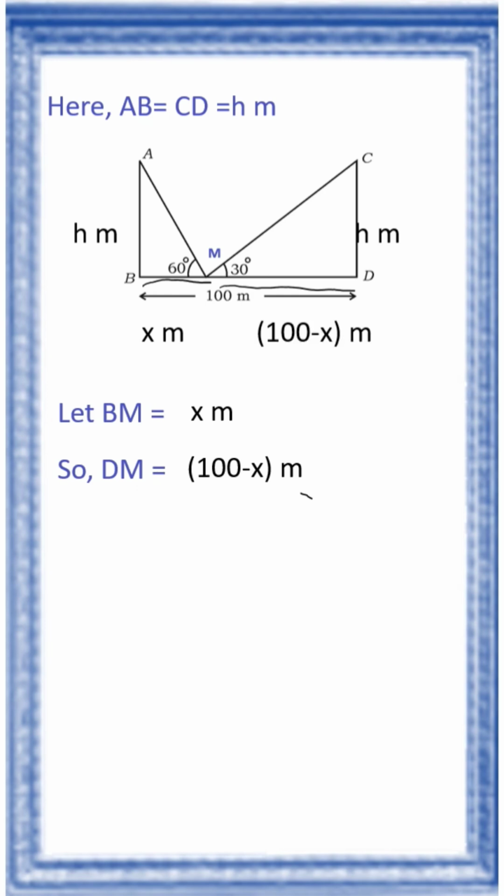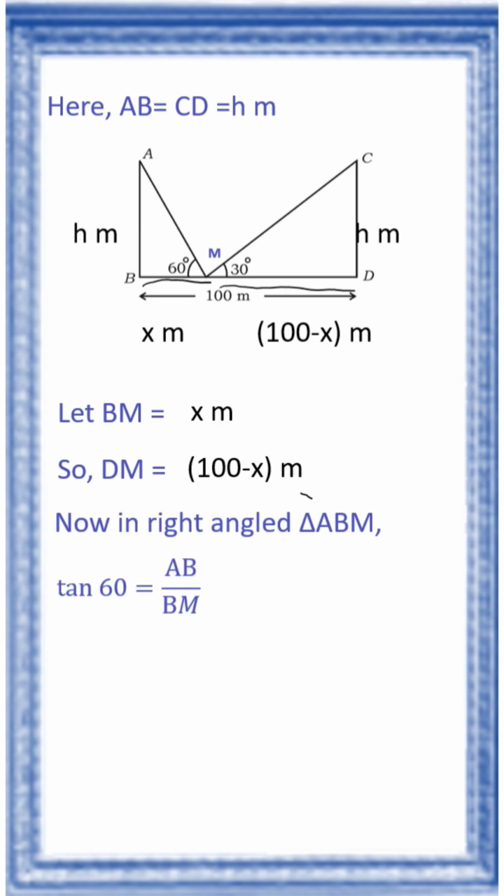The trick is we don't find X at all. They haven't asked for it. They have only asked about AB and CD and also AM and CM. They didn't mention X at all. So now in right angle triangle ABM, tan 60, observe triangle ABM.